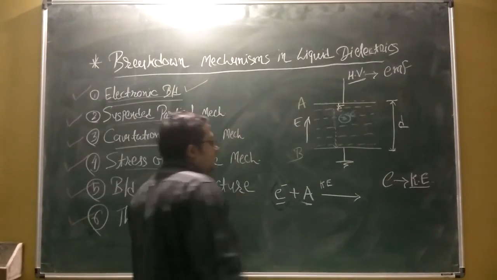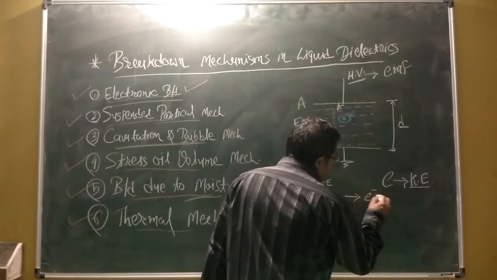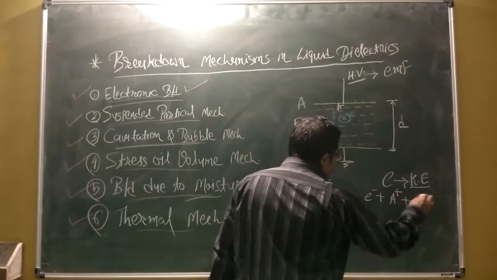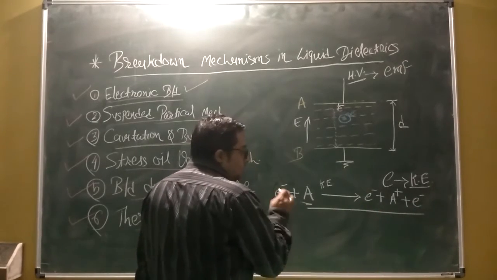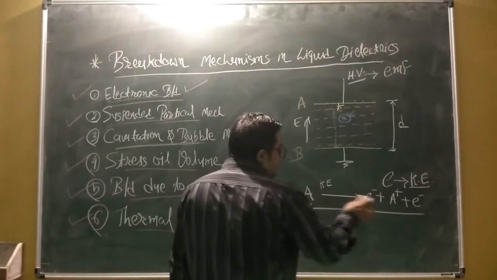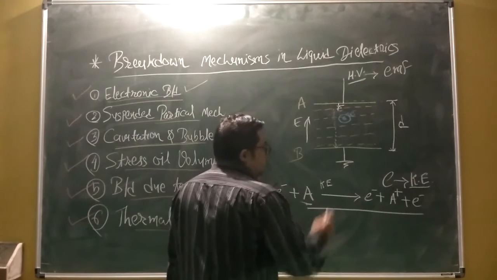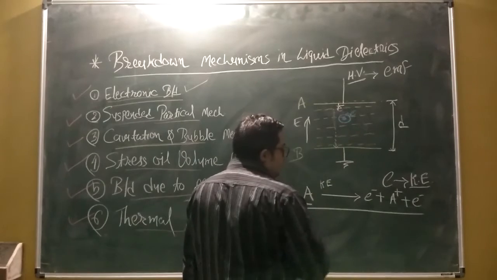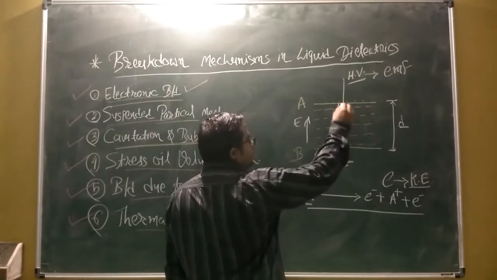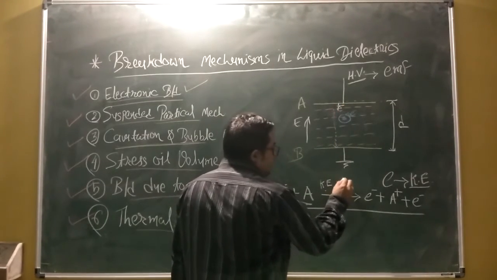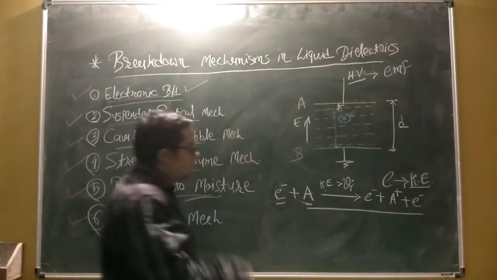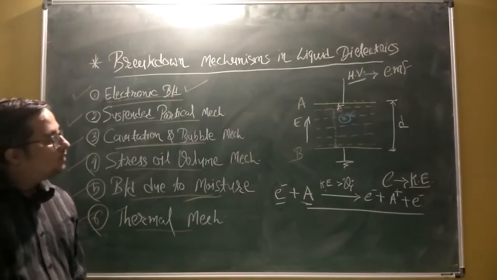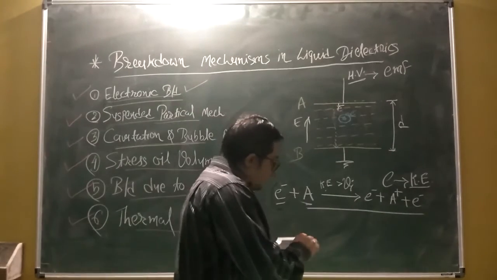As a result, it will produce a positive ion and an electron. So to achieve this situation, the dislodging of the electron from the neutral structure of the atom, the kinetic energy of this primary electron should be greater than the ionization potential. Clear?